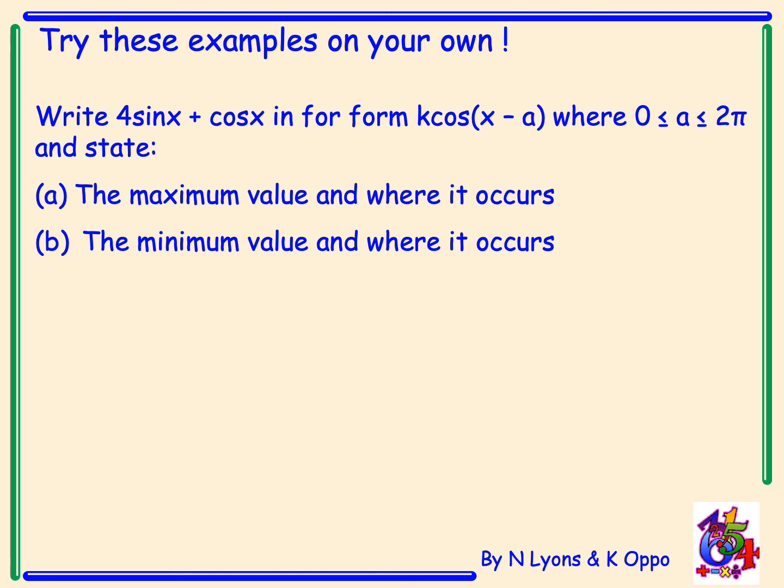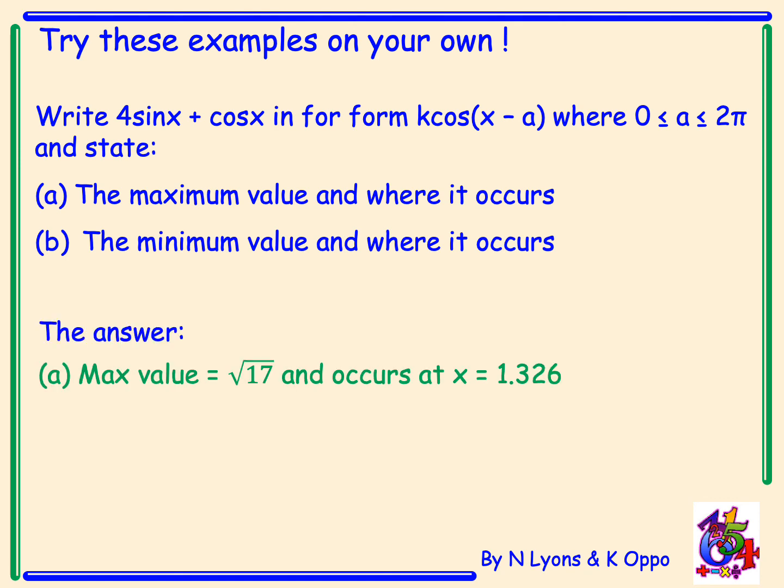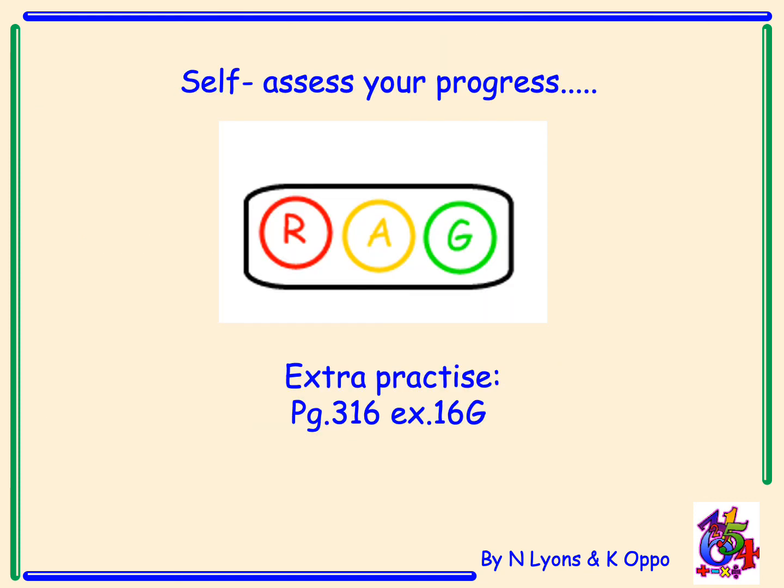Now try these examples on your own. Please pause the video. And the answer? The maximum value of the graph was root 17, and that occurs when x is 1.326. And the minimum value would be negative root 17, and that occurs when x equals 4.468. For extra practice, please turn to page 316, exercise 16G.